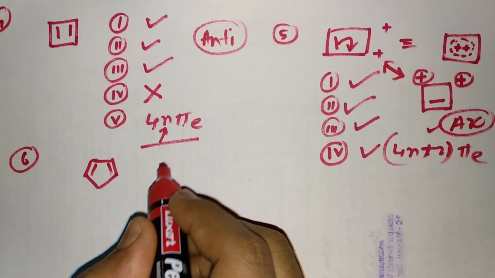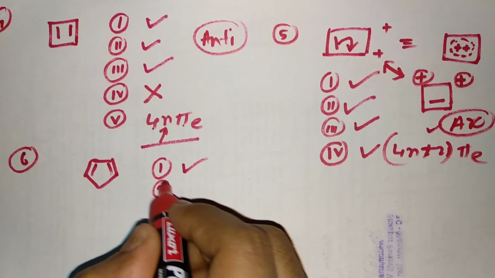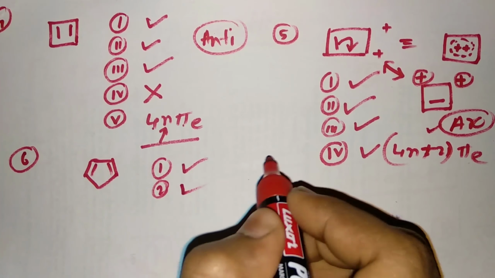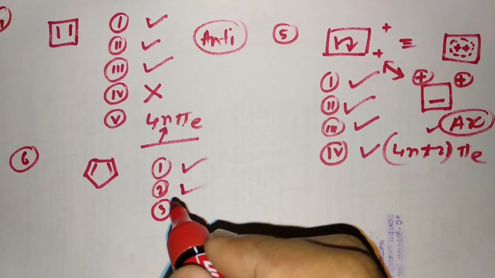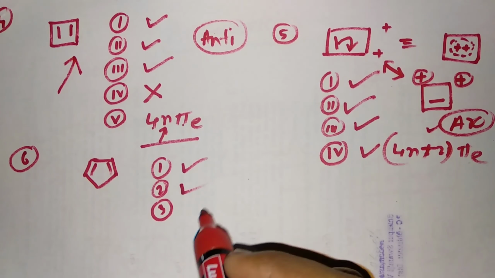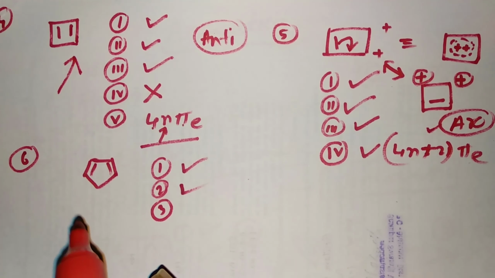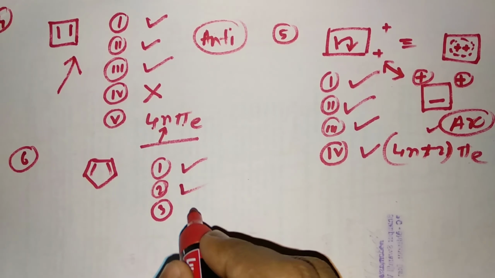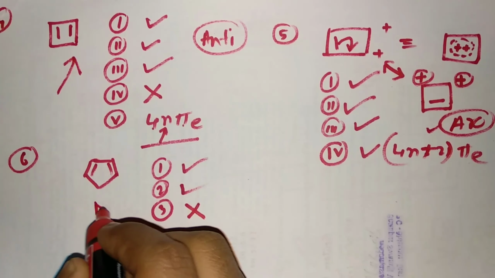Okay, so this is cyclic, second planar, third continuous delocalization isn't possible, because in this system here also no charge is present, so continuous delocalization isn't possible. Okay, so this is non-aromatic.